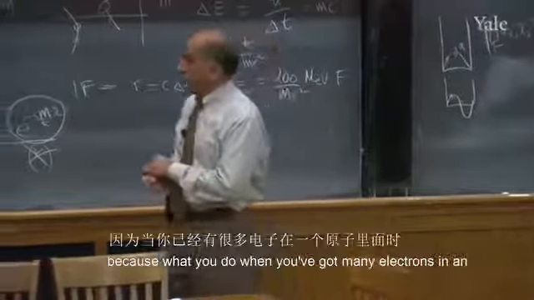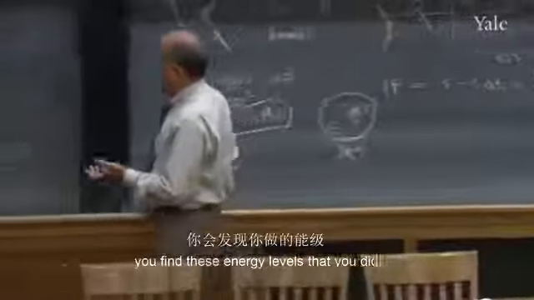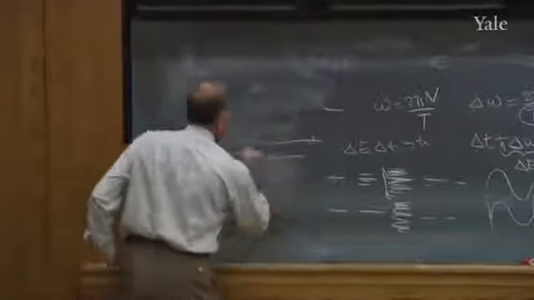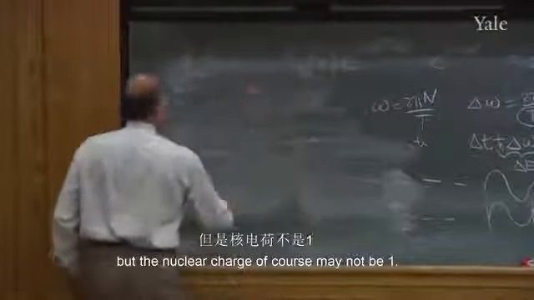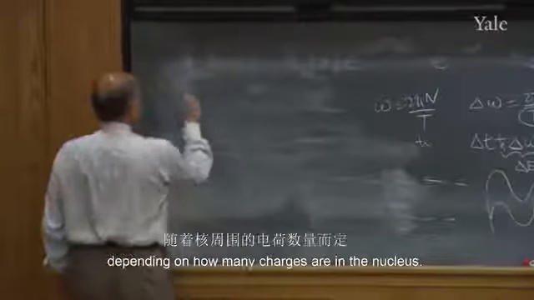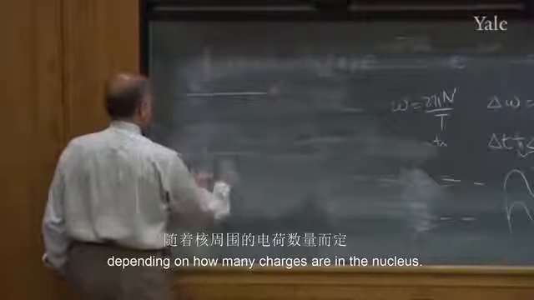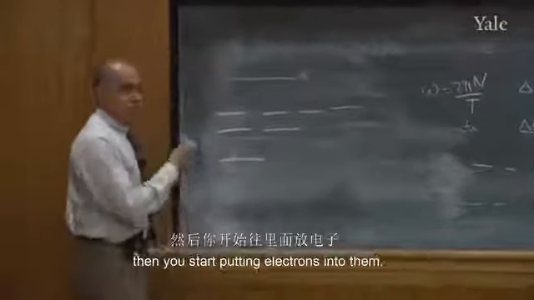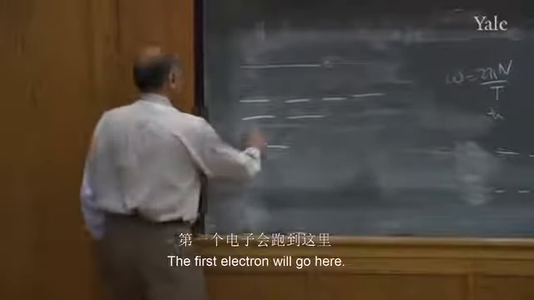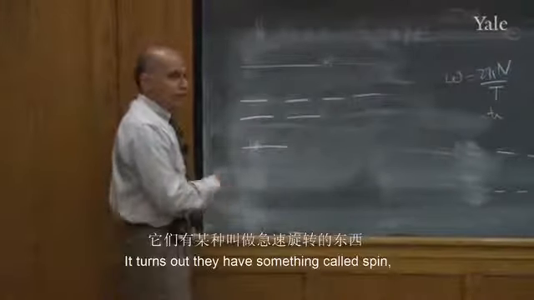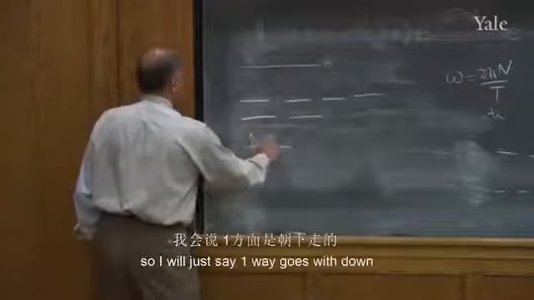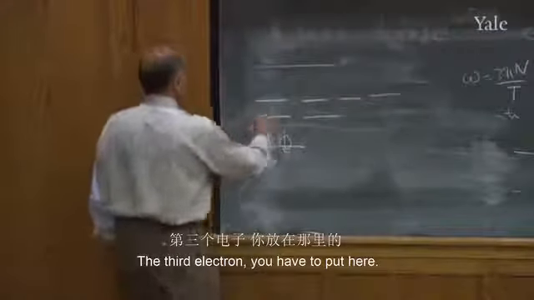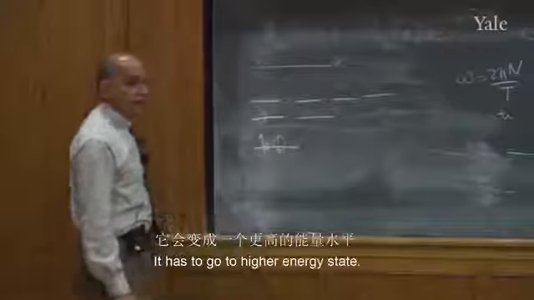Because what you do when you've got many electrons in an atom is you find these energy levels, the 1 over n squared that you got. But the nuclear charge, of course, may not be 1. It's some non-zero number depending on how many charges are in the nucleus. You take these levels, I don't know how many levels there are here, then you start putting electrons into them. The first electron will go here. It turns out they have something called spin, so I will just say one goes up and one goes down. The third electron you have to put here. It has to go to a higher energy state.